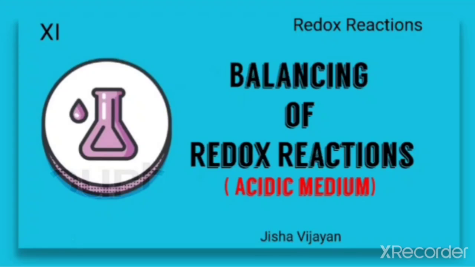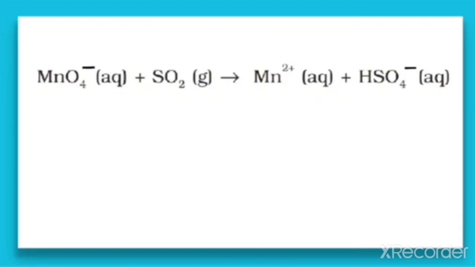For this we have to use some steps, which we'll be discussing simultaneously with an example. So let us take one example: MnO4 negative plus SO2 gives Mn2 positive plus HSO4 negative. How do we balance this redox reaction, where the medium given is acidic? As I told you, there are some steps, so we'll directly discuss these steps with this example.